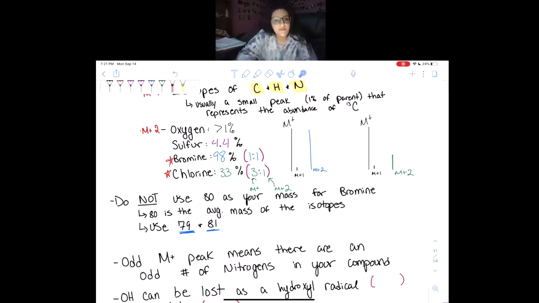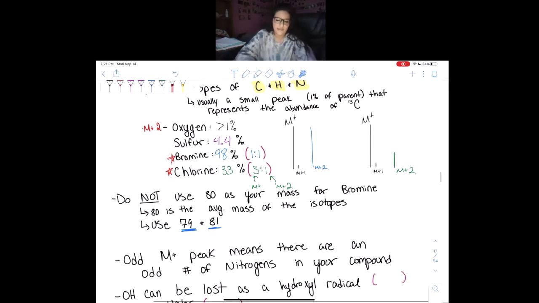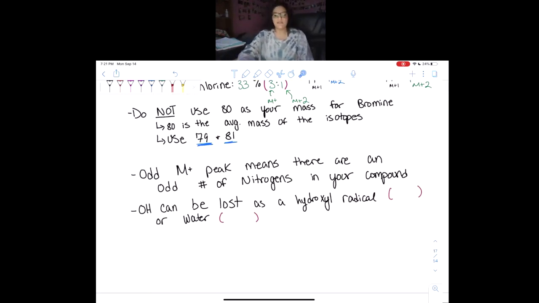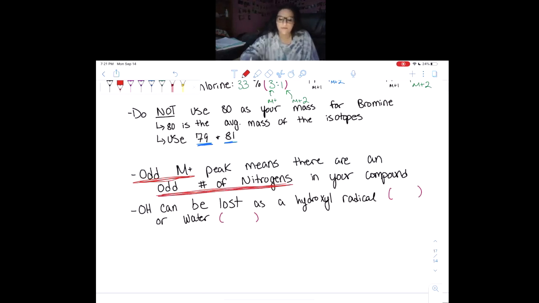But yes, the next thing you have to know is nitrogen is really interesting. So nitrogen is represented by the M+1 peak. However, that's not what you want to look at when thinking about nitrogen. I know it's really weird. So when we look at our M+ peak, aka the total mass, if you have an odd number for your M+, aka your total mass, that means that your compound has an odd number of nitrogens. So odd M+, wow, that was really weird, is an odd number of nitrogens. Please remember that. We will do an example, but I want you to remember it that way.